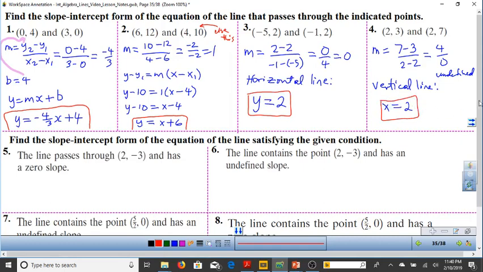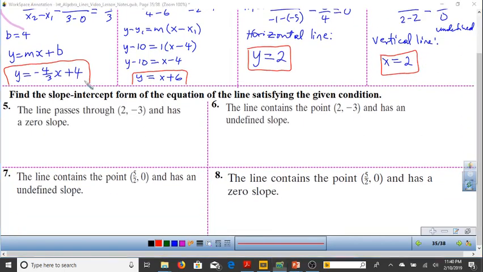Let's take a quick look at these examples down here. Find the slope-intercept form of the equation of a line satisfying the given conditions. The line passes through the point 2, negative 3, and the slope is 0. If the slope is 0, we're talking about a horizontal line. And if the line is a horizontal line, then the equation is just y equals the y coordinate. The y coordinate does not change for a horizontal line.